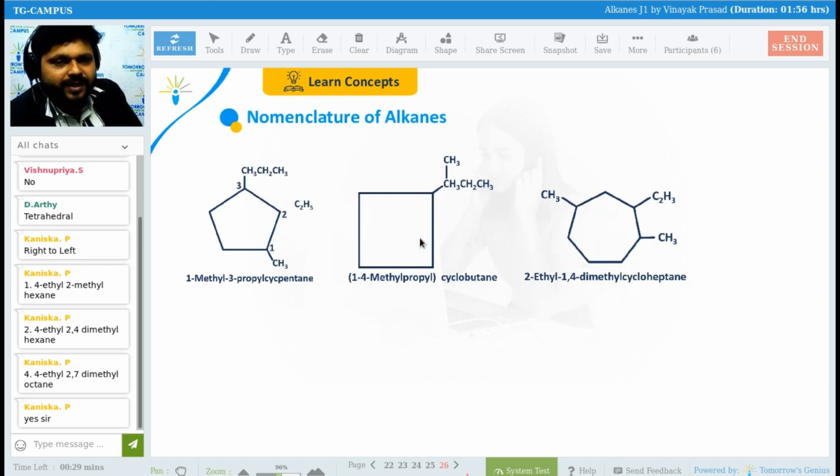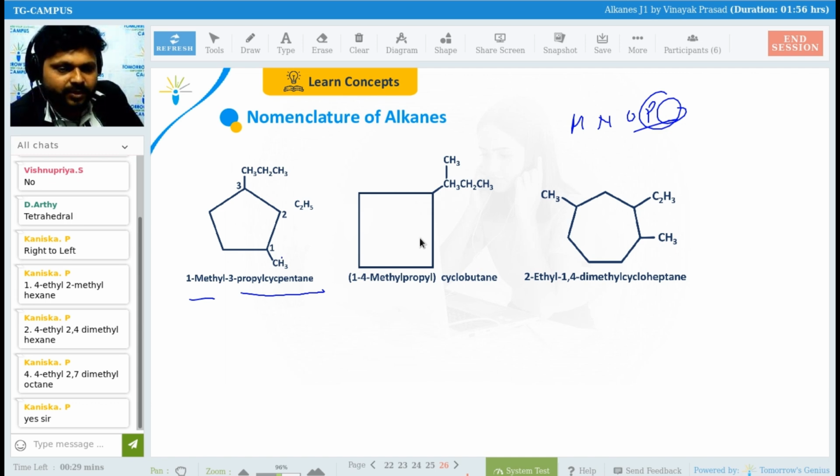Now see here. What can we call this? 1 methyl, 3 propyl cyclopentane. M and P, guys: P comes later, so we take methyl first. So 1 methyl, 3 propyl cyclopentane will be the right answer for this question. What do you say? Is it okay? Any doubt to anyone? No doubt. Hope you are understanding, guys.